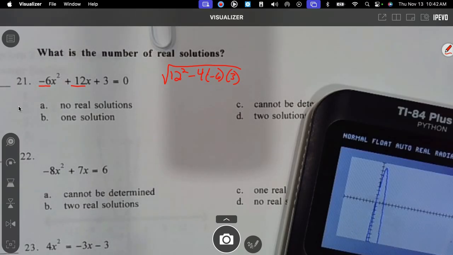What did we get? Wait, if it doesn't cross at all, then it's 1? No. I'm talking about a number, whatever's under here. I get some answer. This was 2. If that's a positive number, it's 2. What number are you on? 23. Okay, 23.